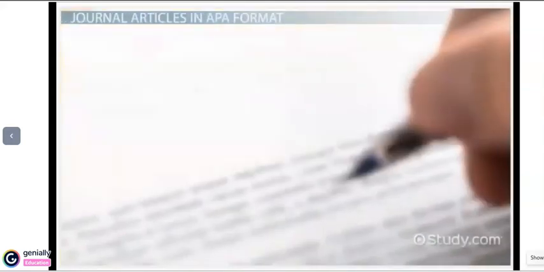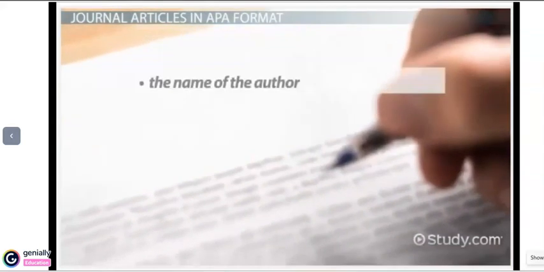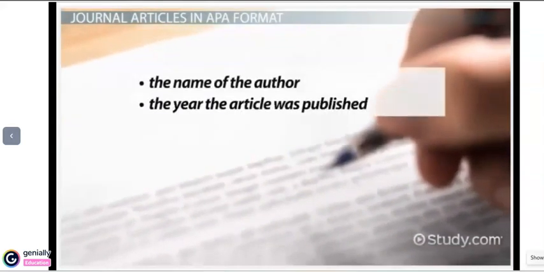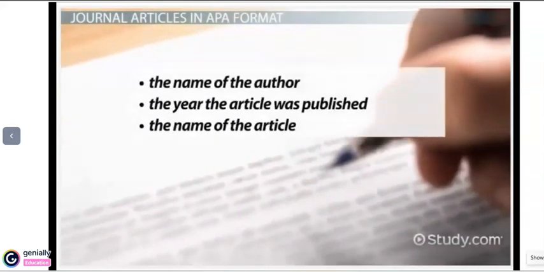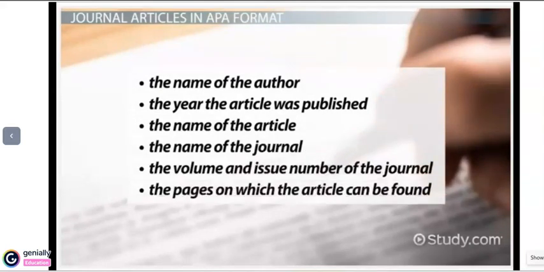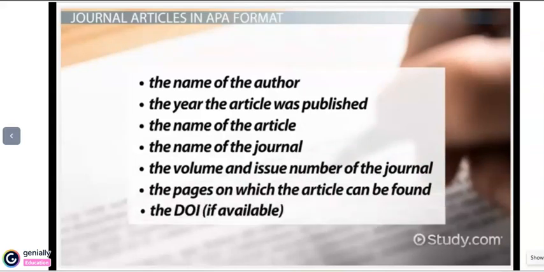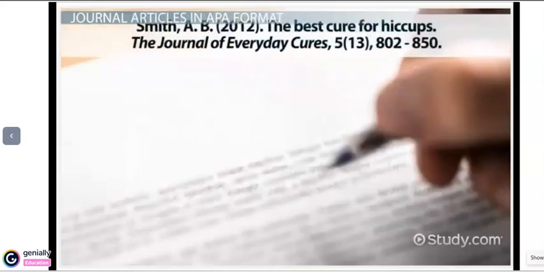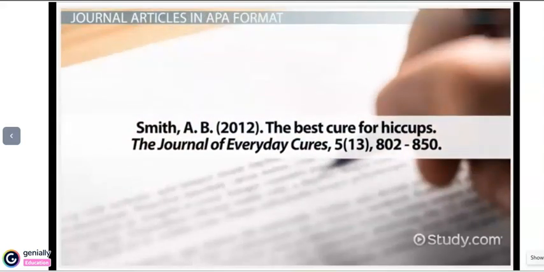When creating a reference entry for a journal article, you will need the name of the author, the year the article was published, the name of the article, the name of the journal, the volume and issue number of the journal, the pages on which the article can be found, and the DOI or Digital Object Identifier if available. A journal article citation would look like this: Smith, A.B., 2012, The Best Cure for Hiccups, The Journal of Everyday Cures, 5(13), 802-850.